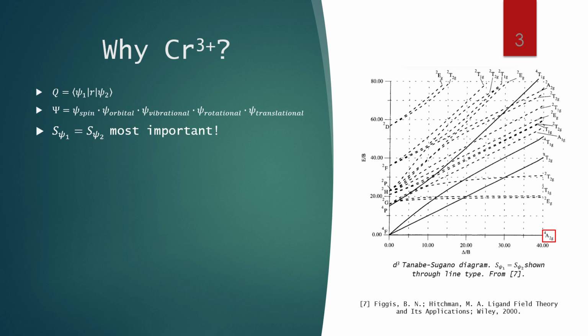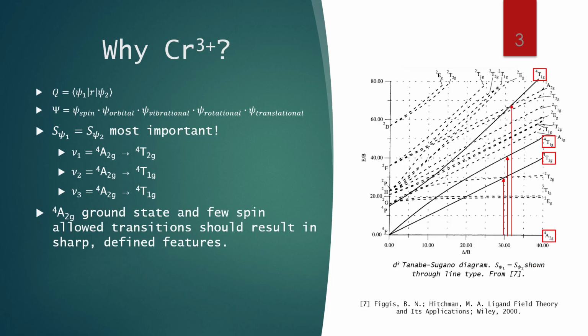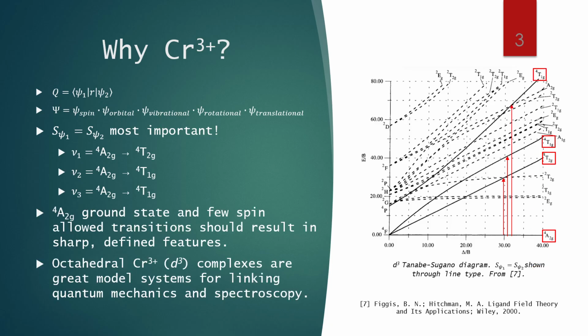Conveniently, we can now see our 3 spin-allowed transitions which maintain that quartet spin multiplicity, and they are shown as following. Transitions thus should be sharp and very well defined, and this makes octahedral chromium-3 complexes a great model system for linking quantum mechanics and spectroscopy.